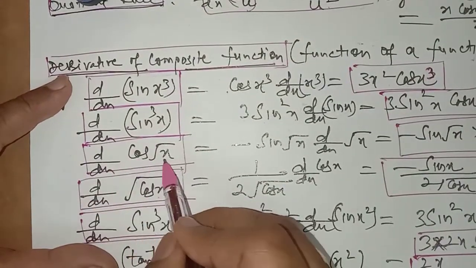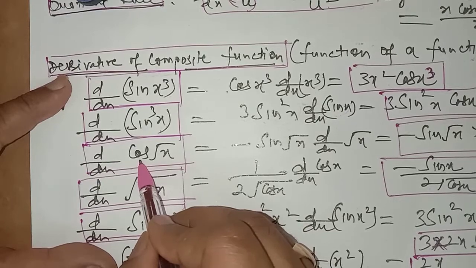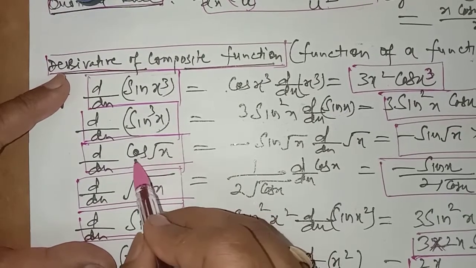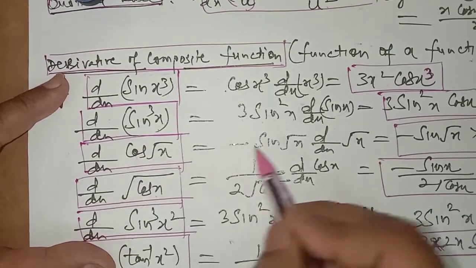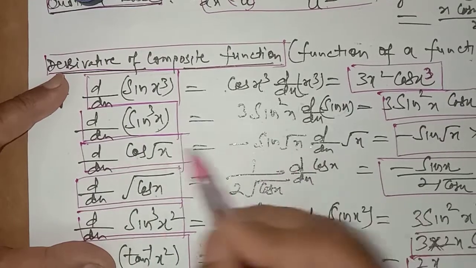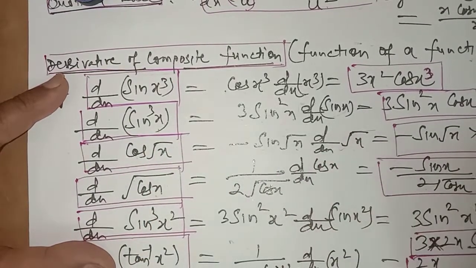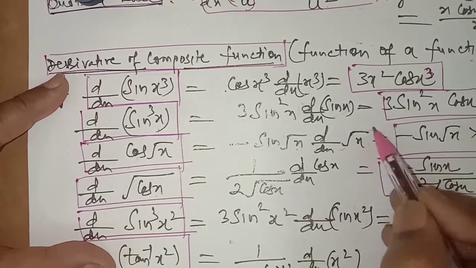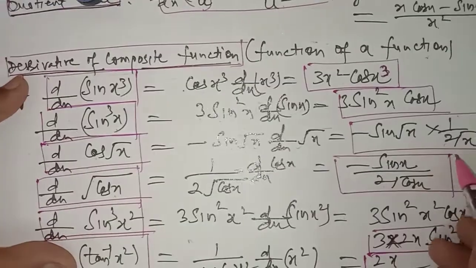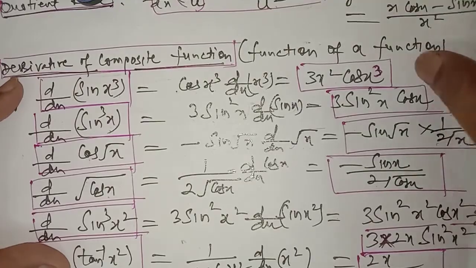Now the derivative of cos root x. Again we have first of all the trigonometric function, then the angle. So first of all differentiate cos. The derivative of cos is minus sin root x. Now multiply with the derivative of root x, which is equal to 1 upon 2 root x. You know the derivative of root x.